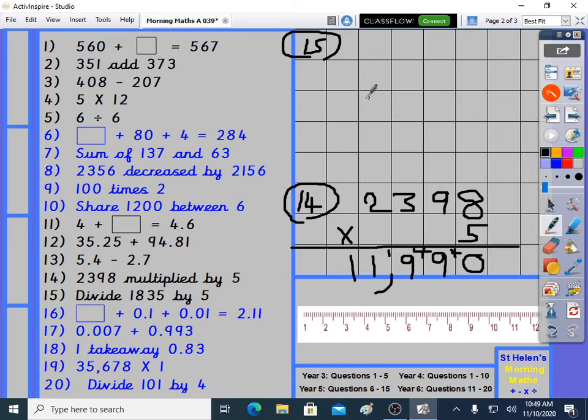Divide 1,835 (it would be a date, but as a number it's 1,835) by 5. It will work because it ends in a 5. If things end in a 5 or a 0, they will divide exactly by 5. 367 we get.